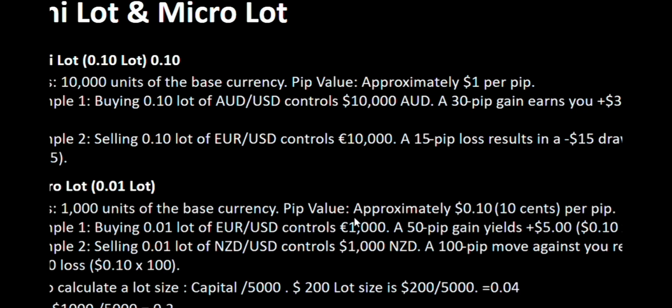Pip value is approximately 10 cents per pip. So this means that in every trade you take, in every second, your trade moves either 10 cents forward or 10 cents backward. When you take a trade using micro lot size, you're either making 10 cents per movement, that is per pip, or you're losing 10 cents per pip. For example, buying 0.01 lot size of EUR/USD controls 1,000 units. A 50 pip gain yields plus $5.